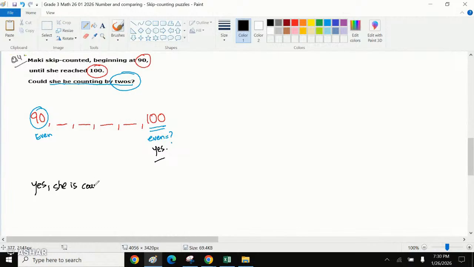counting by twos, right? And we can also confirm 90 plus 2 is 92, plus 2 is 94, plus 2 is 96, plus 2 is 98, plus 2 would be 100, right? So if they're starting at an even number and they're ending at an even number, it is always possible by counting by twos. It would always be possible, okay?